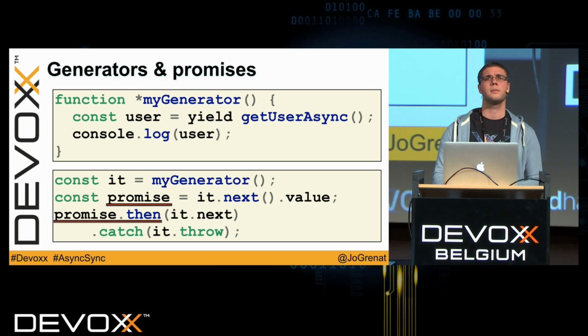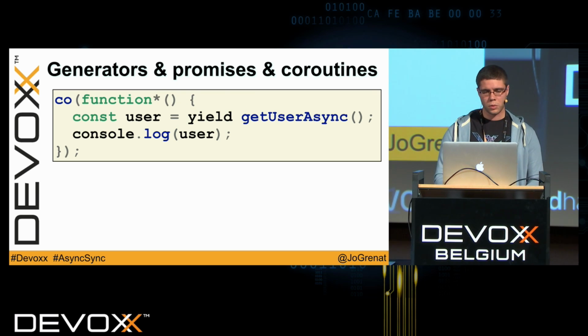This is so useful that, in fact, you don't have to call your generator yourself. There are a lot of libraries on NPM that do the work. For example, we will be using co. So you just give your generator as a parameter to co, and it will execute.